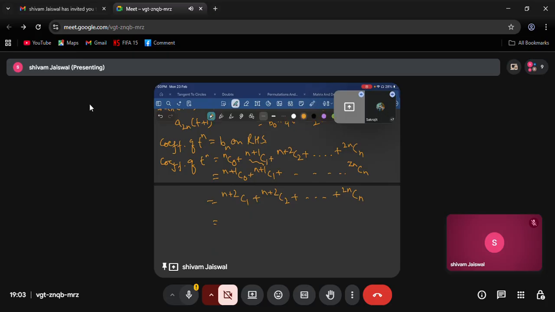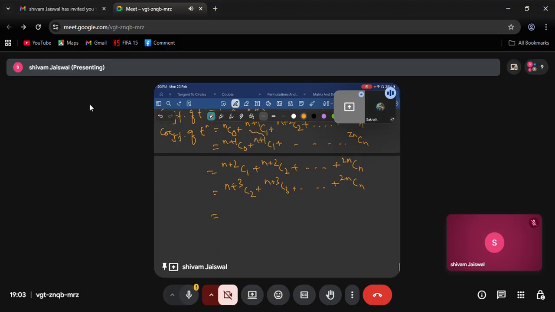Now, next one will become n+2 C2. So n+2 C1 plus n+2 C2. nCr plus nCr+1 will become n+3 C2 plus n+3 C3. Are you getting? After n iterations, you are going to get 2nCn-1 plus 2nCn. This will give us 2nCn+1. Hence proved.